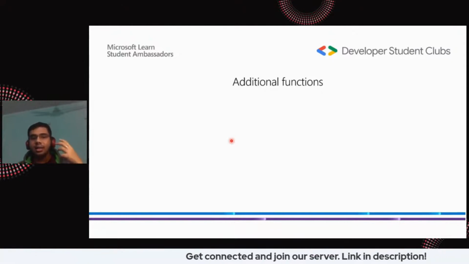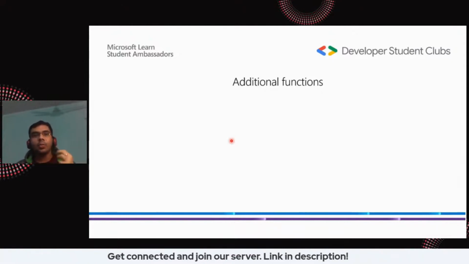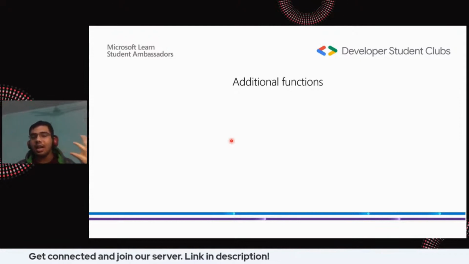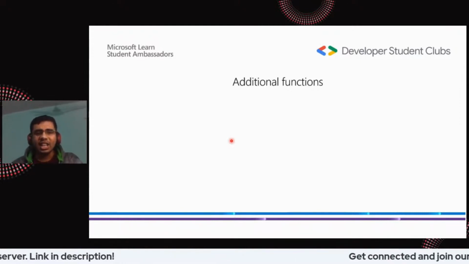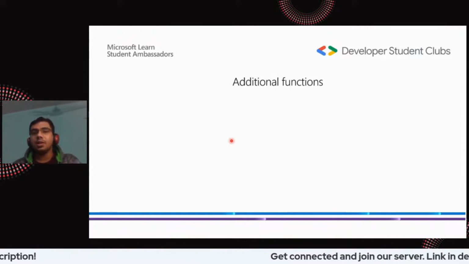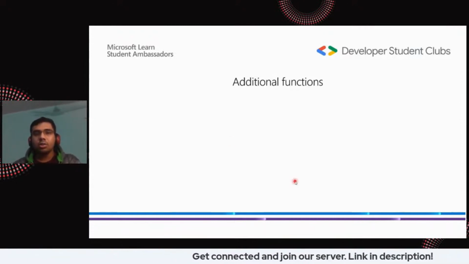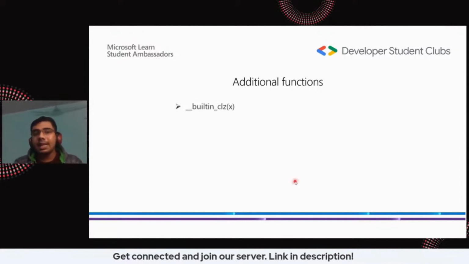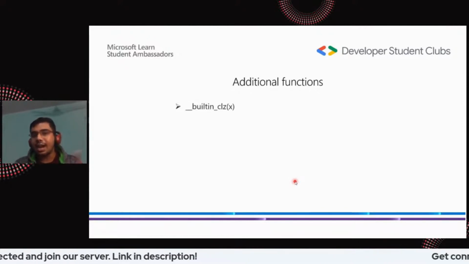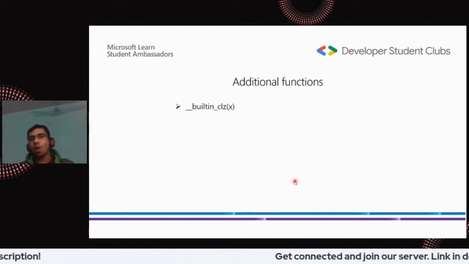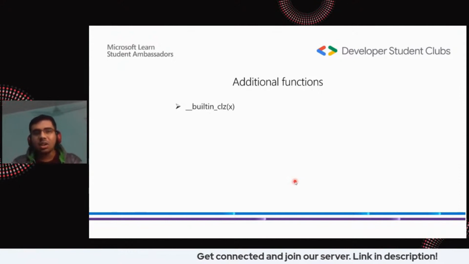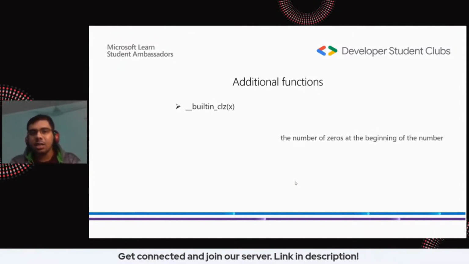In terms of competitive coding, this actually does your job. Okay, let's understand those additional functions that the G++ compiler provides. The first one is __builtin_clz. That's double underscore at the beginning, not a single underscore. I will show you how you actually use it, but let's understand what this does.